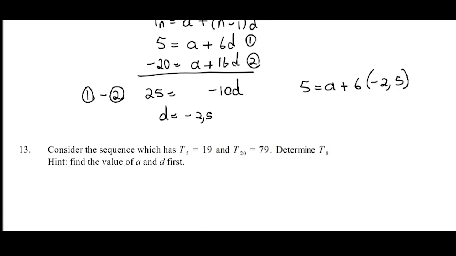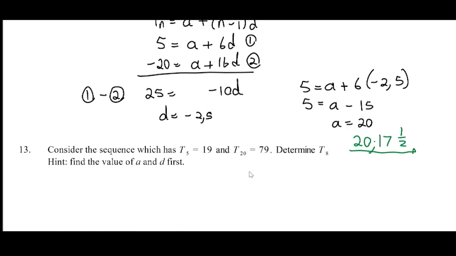Right. And what I get here is, sorry, I get 5 equals A minus 15. And so I actually get A equals 20. This question just asks for the first two terms, and those will be 20. And if I take off 2.5, in other words, if I add minus 2.5, I get 17.5.